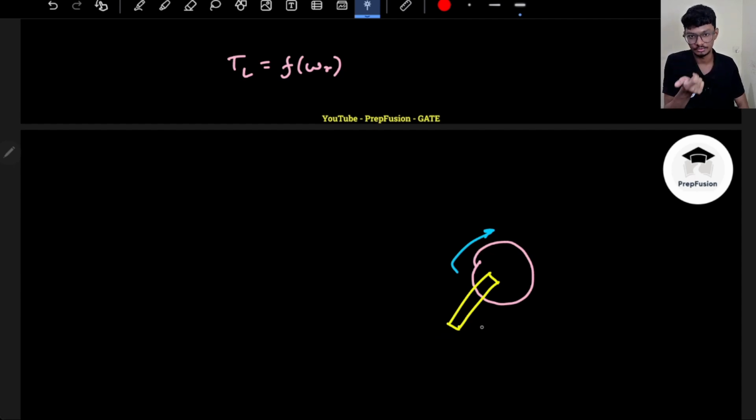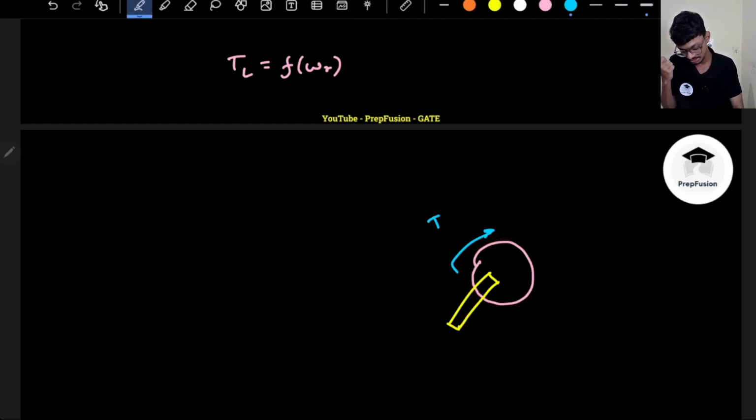Because there is a balance equation. So the motor is driving this shaft at a developed torque known as T developed. And as soon as I provide a load, the load will oppose the T developed, due to its inertia weight, in the opposite direction. This will be the T load.